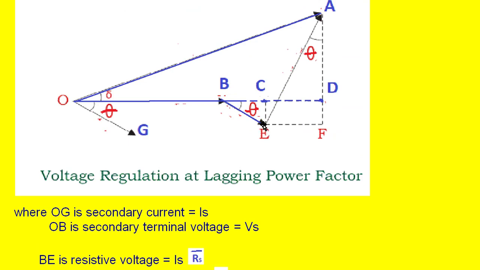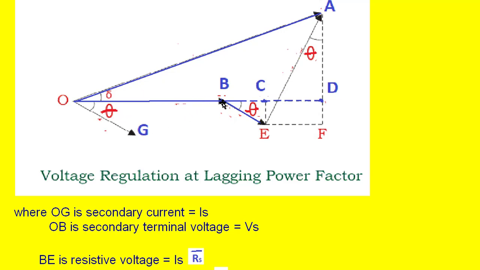If you look at this, the angle between the terminal voltage and the secondary current is phi. The same thing happens here between the BC line and the BE line. There is an angle, and that angle we call phi. That is the same angle; this and this are the same. Similarly, between AF and AE, the angle is phi, which means this angle and this angle are one and the same.